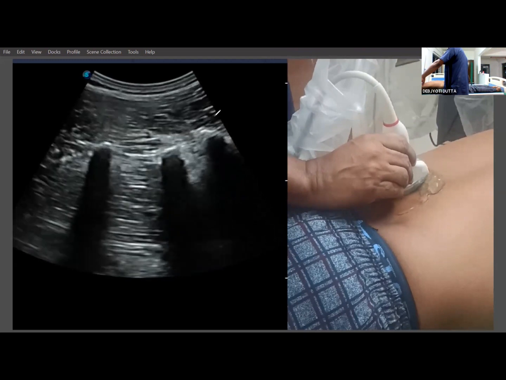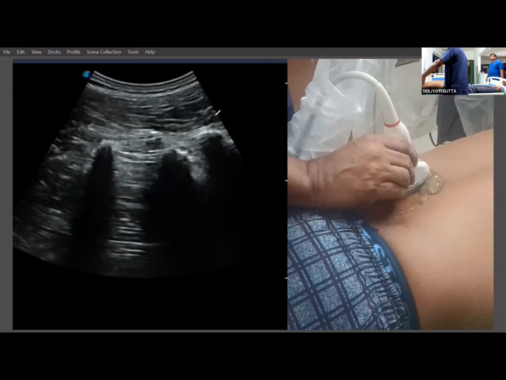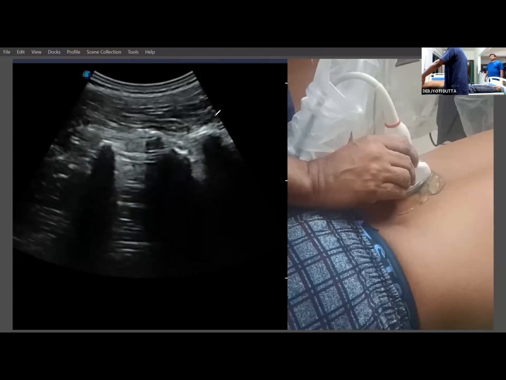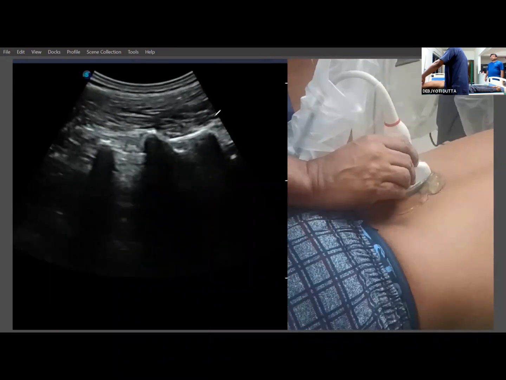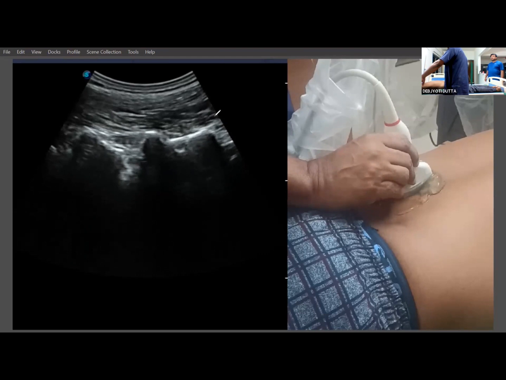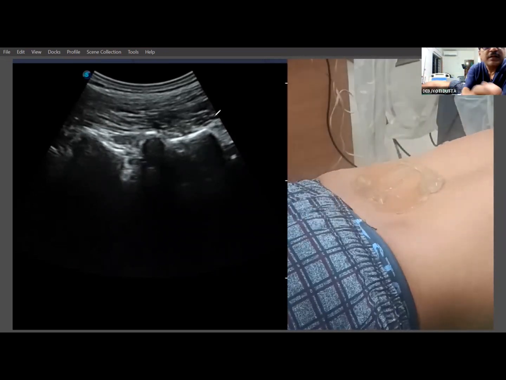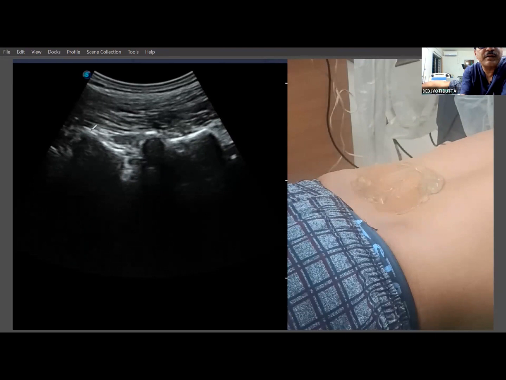Now we are going medially. Now you just follow this. Suddenly, you see, the mammillary process has started appearing. Now the mammillary process we can see very nicely. And here we can see the foramen and disc. So you see, this is the foramen, and this shadow is your disc.